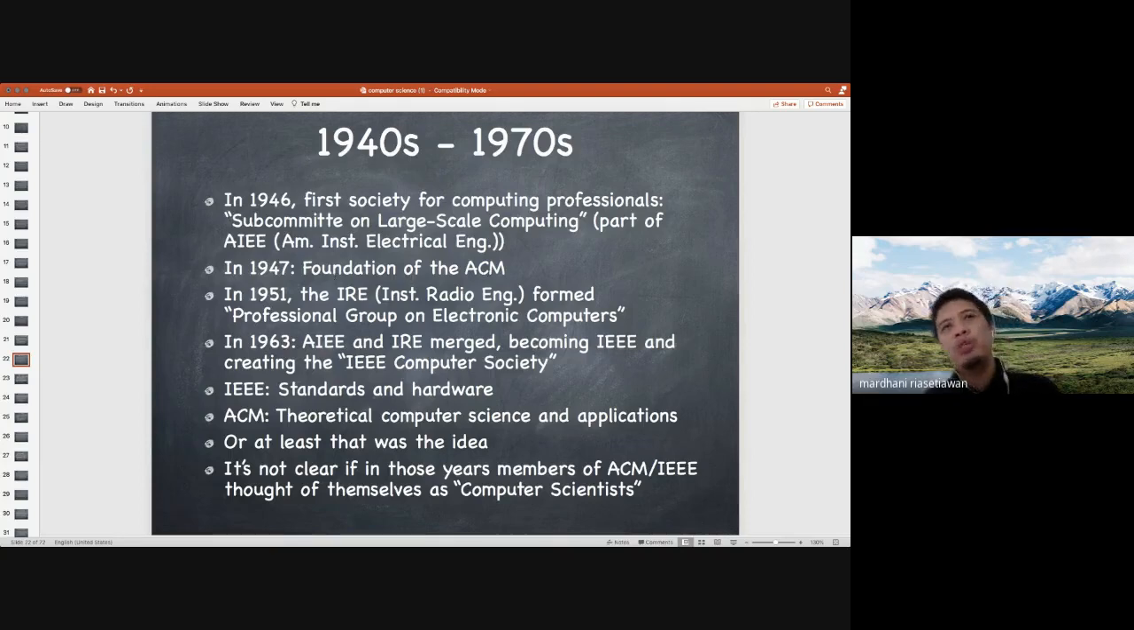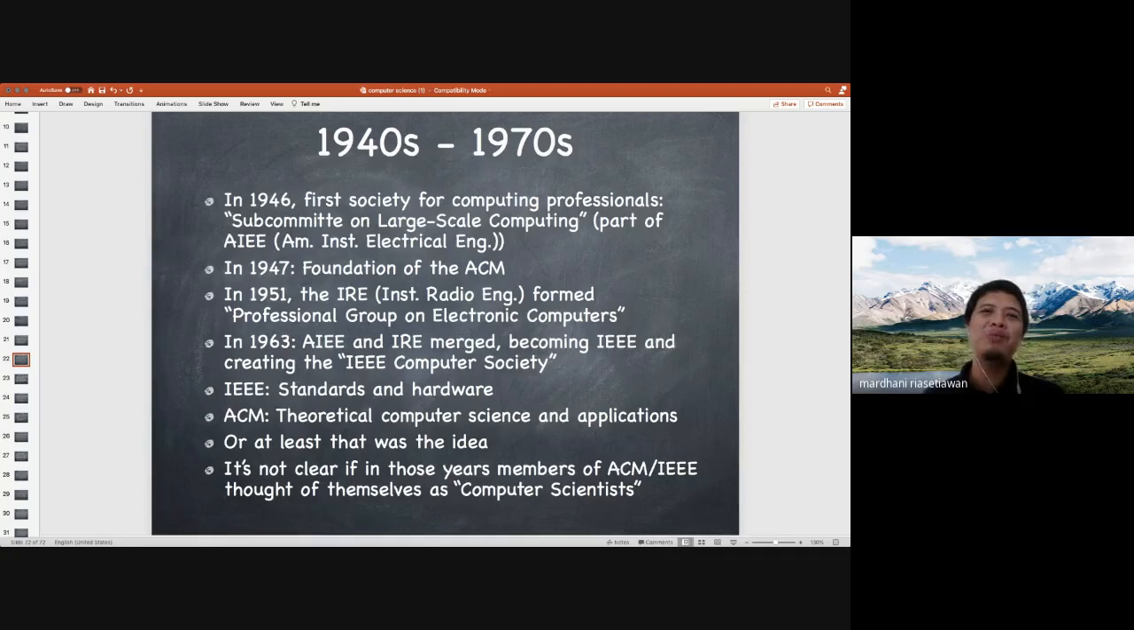So when you hear about the ACM, it is one of the oldest associations of computing in the world. And then in 51 we have the IRE, Institute of Radio Engineers, for electronic computers, which merged and became the IEEE. That became the IEEE Computer Society, because the IEEE focused on standards and hardware, while the ACM looked at theoretical computer science and applications.